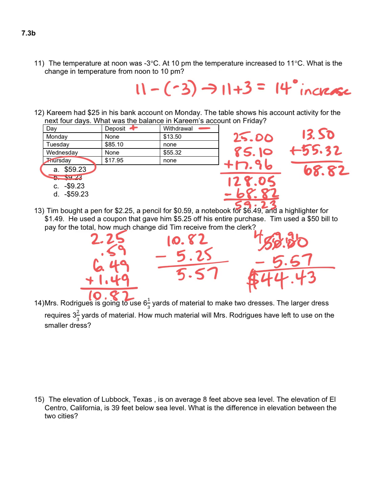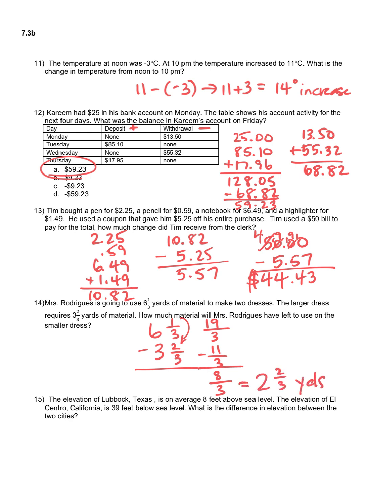Let's see. I have some material, 6 1/3 yards, and I'm going to make a dress out of it. Okay, 1 minus 2 is negative. So my recommendation is to go improper. 19/3 minus 11/3, because we already have common denominator. So I get 8/3, which is better known as 2 2/3 yards.